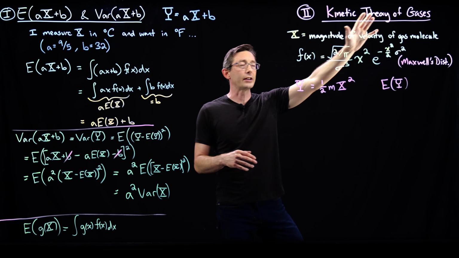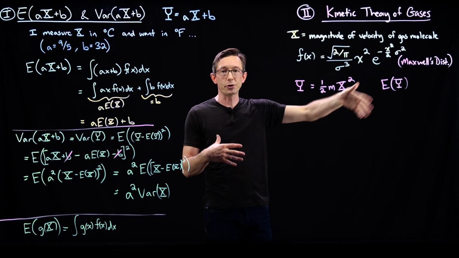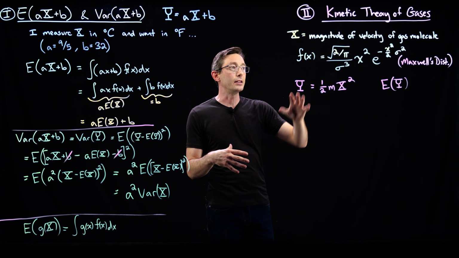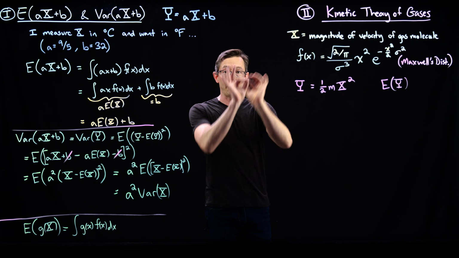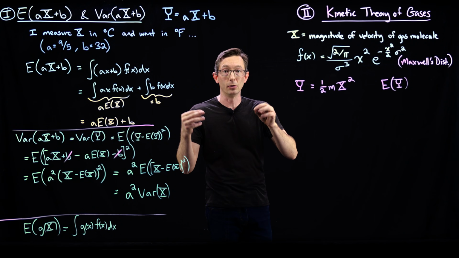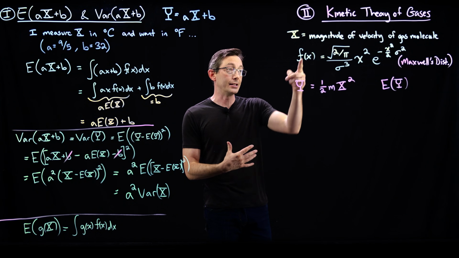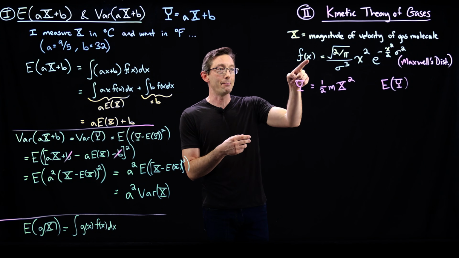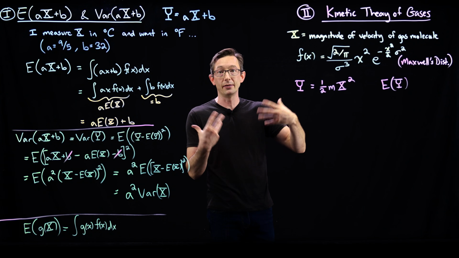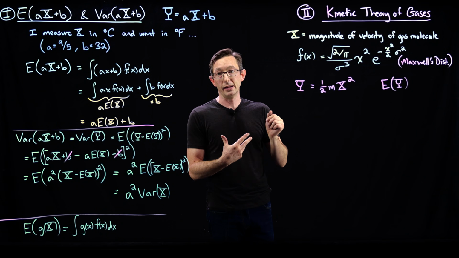In the kinetic theory of gases, there is this Maxwell distribution that governs the probability density of finding a particle of gas, a gas molecule, traveling at a certain velocity x. So this is like the magnitude of velocity, or the speed of a particle, follows this Maxwellian distribution.